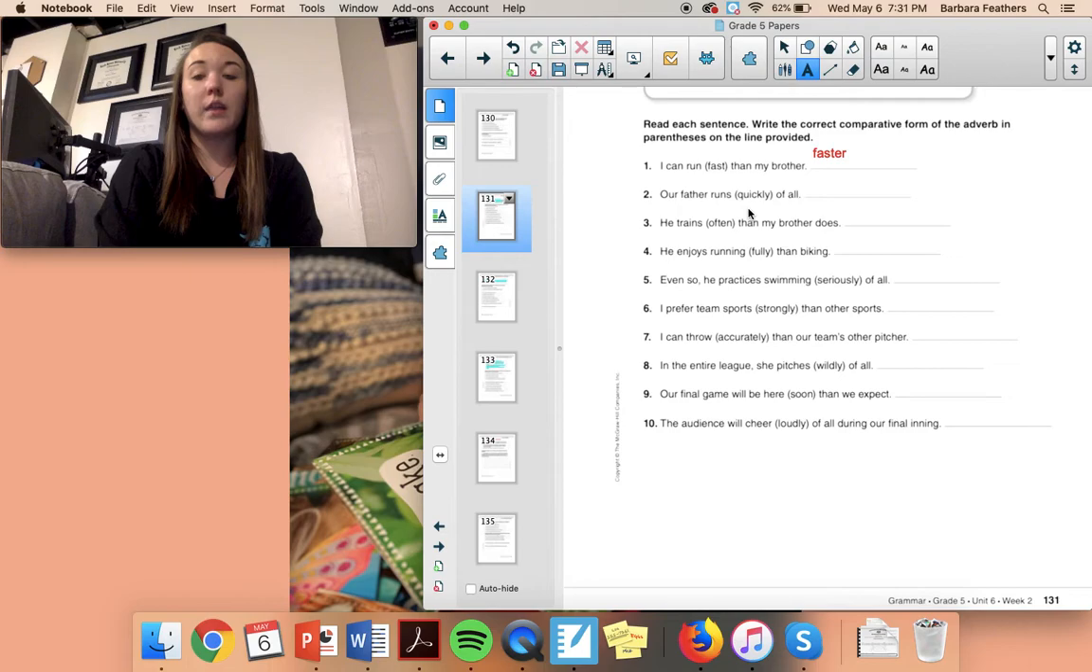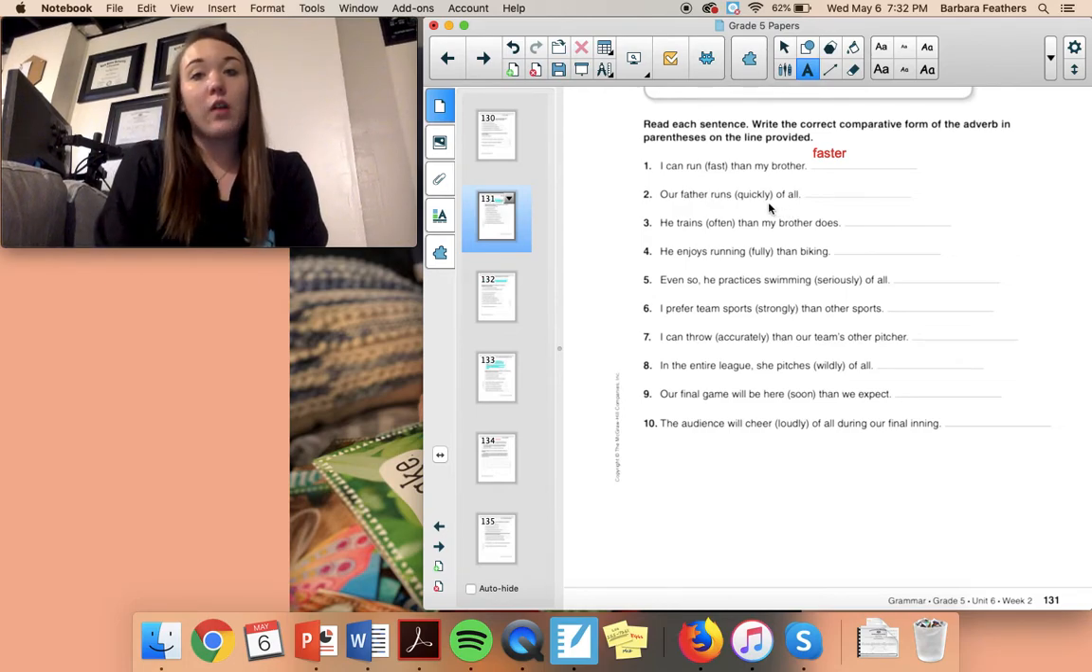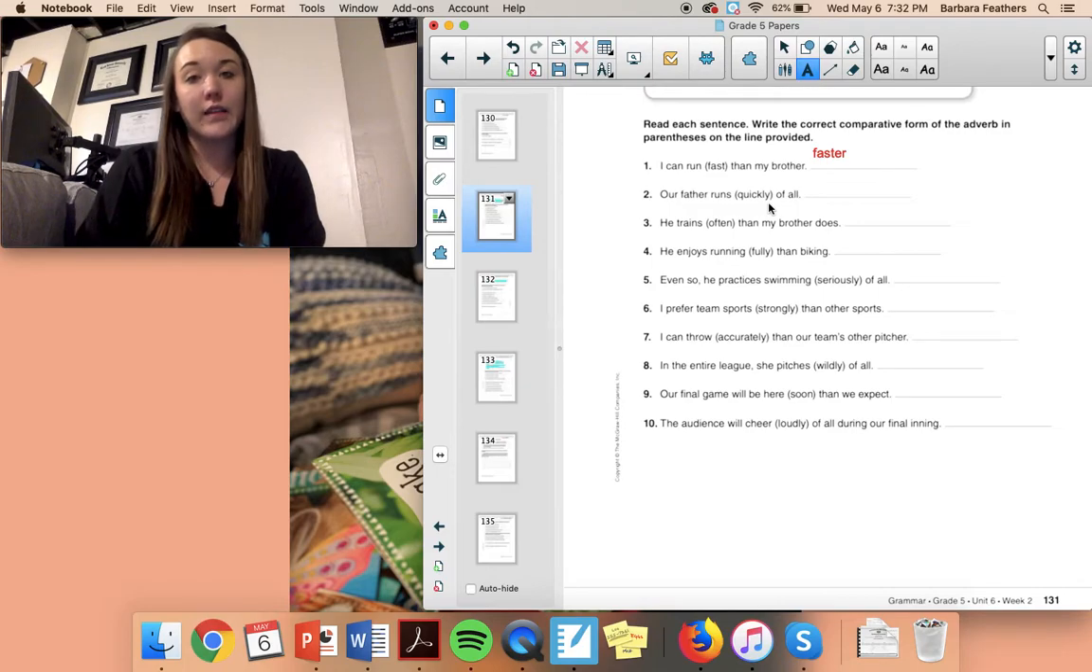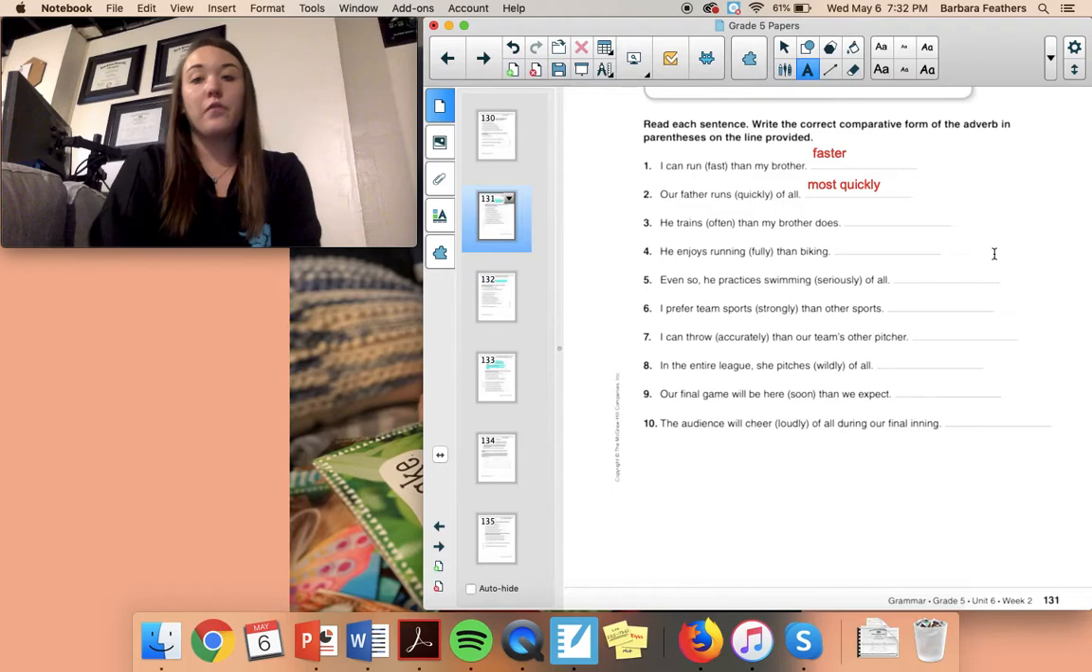Let's also take a look at number 2. Our father runs blank of all. Because I am comparing three or more people, I want to use the superlative form of quickly. Quickly ends in ly, so I can't add est, quickliest. Instead, I'm going to add the word most in front of quickly. Our father runs most quickly of all. You will complete this page with the same directions for 3 through 10.